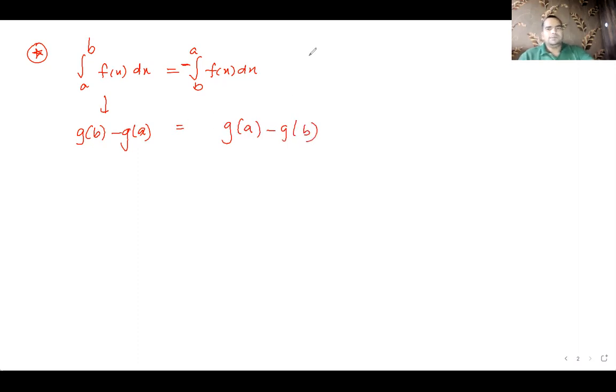So when you change the limits, the value of the integral becomes numerically negative, or the opposite of what it was earlier. So consider that this value was 10, then this value is going to be negative 10.